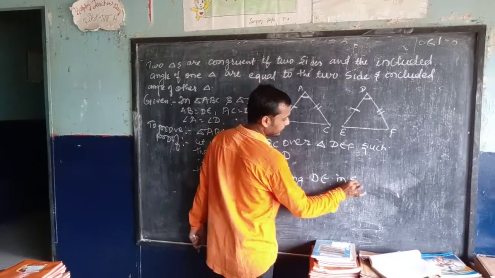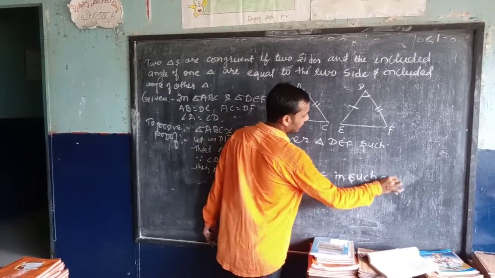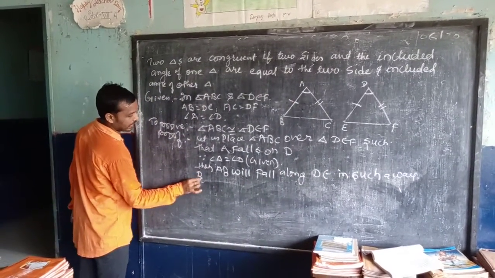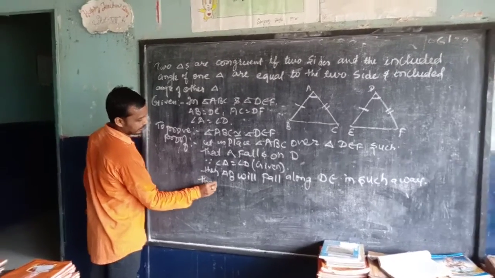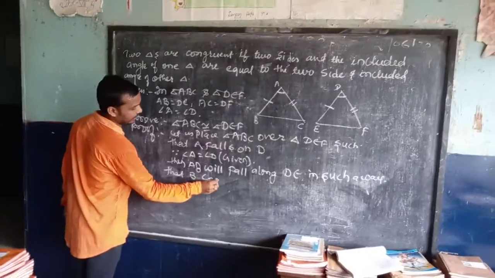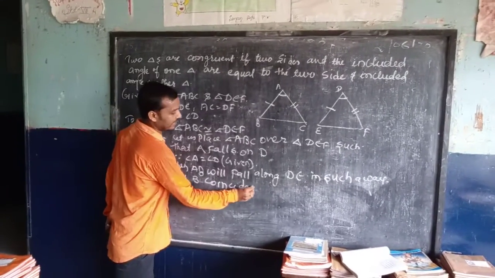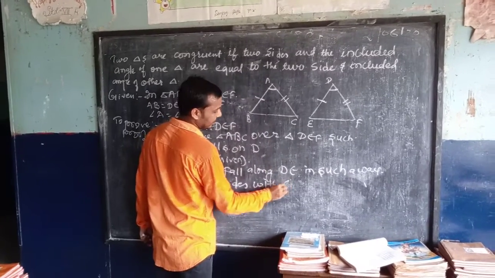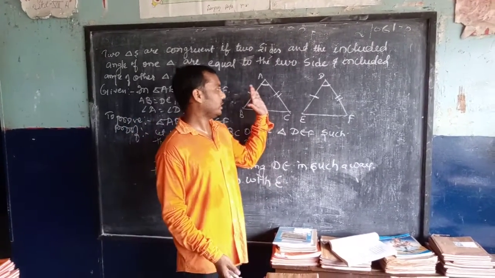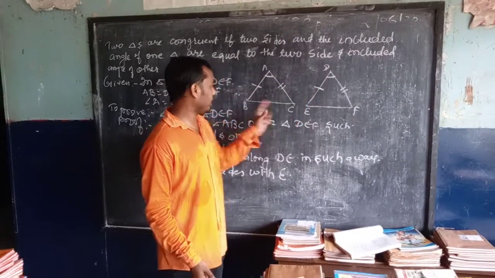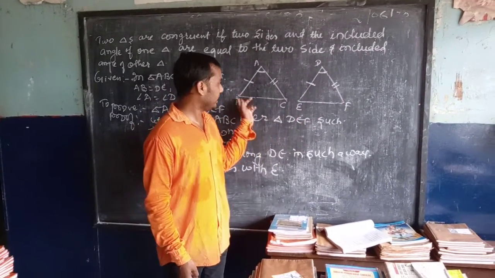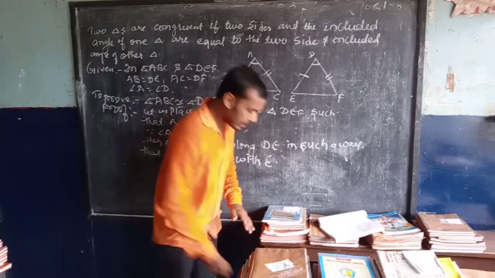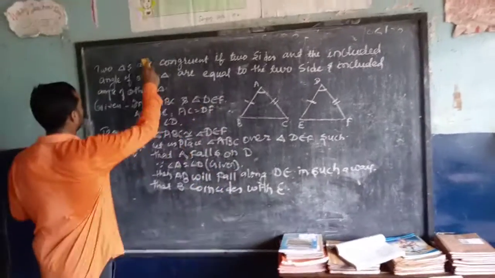in such a way that B coincides with E. Means AB will fall on DE, that means B will coincide with E. Okay, B will overlap E. Similarly, for the next statement, we will write, student.